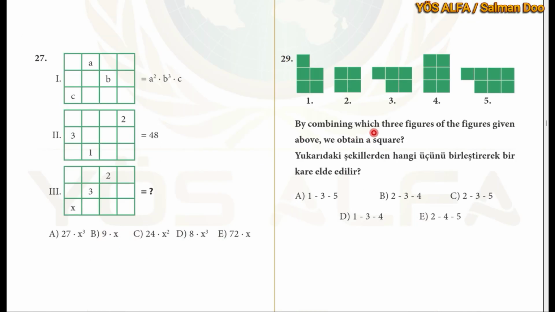By combining which three figures of the figures given above, we obtain a square. So we are supposed to choose 3 of them to make a square. So let's flip this and put it over here. So we have this shape. So this is number 3. And for the other space left over here, we can use number 2. This is number 5. So we have a square with 4 units each side now. So the answer is 2, 3, and 5.